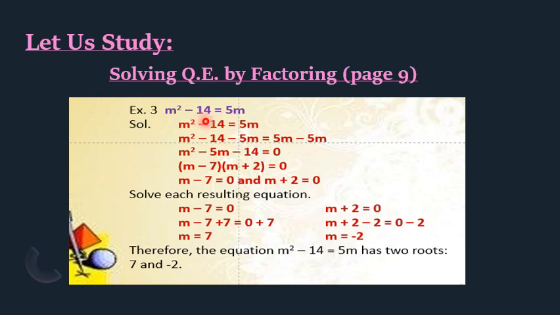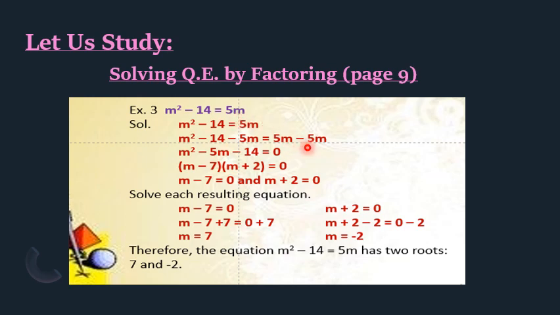Then kaning negative 14, mao ni imuhang constant term. So kung pag-arrange ana, syempre mauna ang quadratic term, followed by linear term, then followed by the constant term. So kaning 5m nimo, dapat mosulod ni siya sa equal sign.